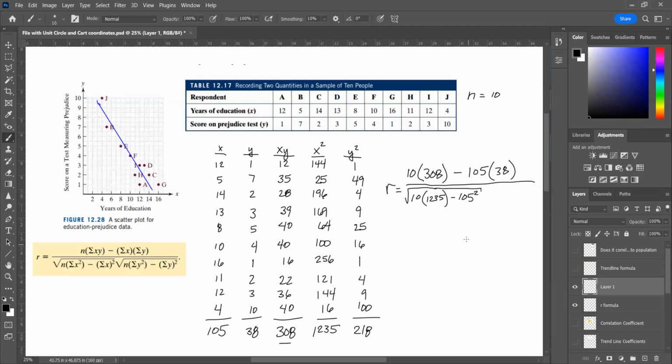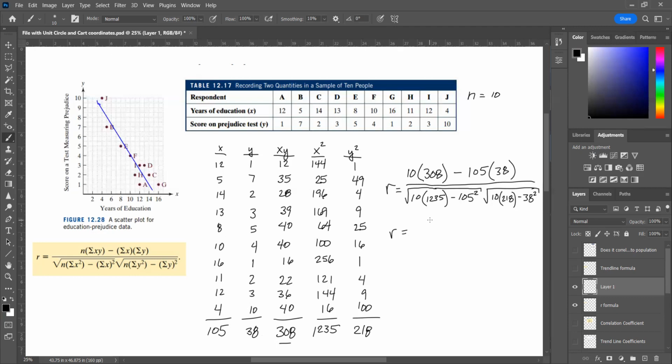I'm going to come over and end that square root and start another one. In my calculator, I may have to hit times between those two. So now I've got 10, which is the n value, times the sum of the y squareds, which was 218. And from that, I'm going to subtract the sum of the y's, which was 38. And then I need to square that. And that's where that will end.